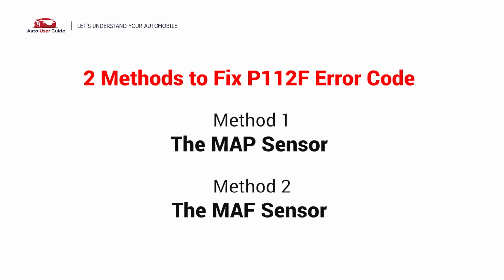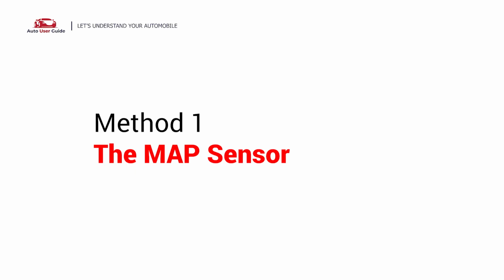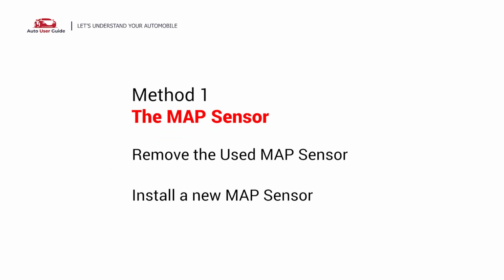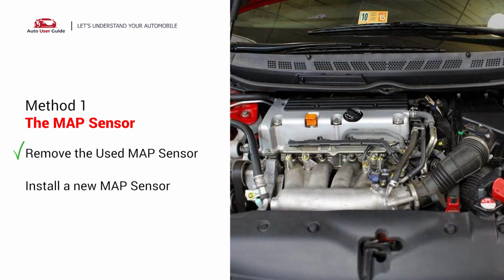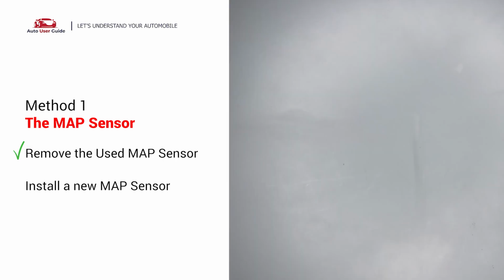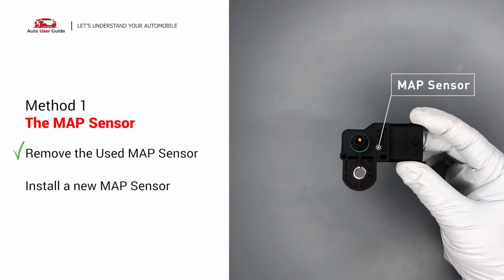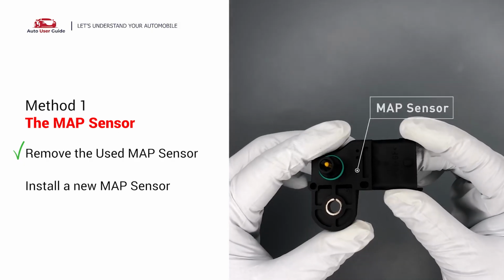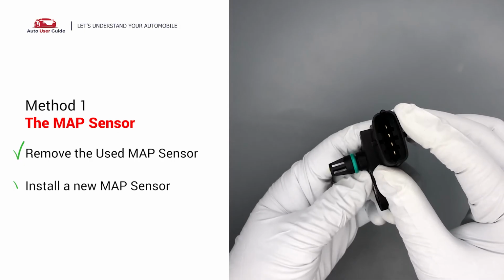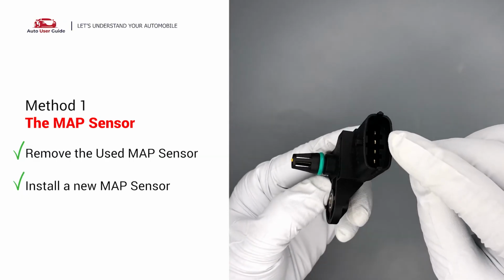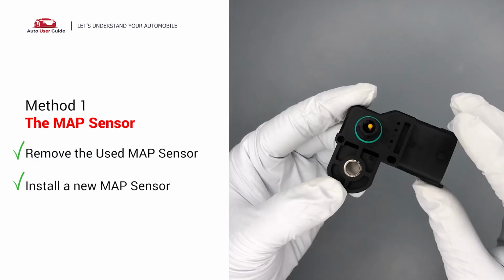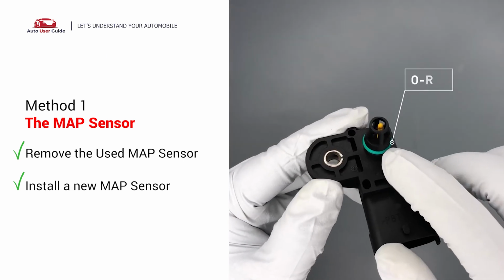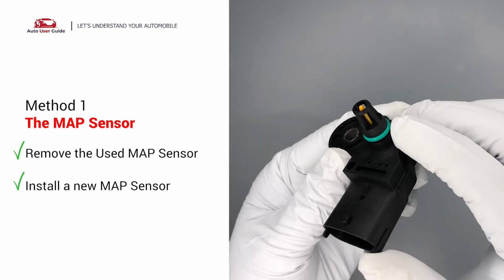Here are two simple DIY methods you can try to solve this problem. The MAF sensor. The MAF sensor is typically located on the intake manifold, either next to or on the throttle body itself. First, carefully remove the MAF sensor from the engine. Inspect the MAF sensor for any damage. If damage is found, then replace the MAF sensor. When you install a new MAF sensor, check to make sure the new O-ring is in place and not damaged.